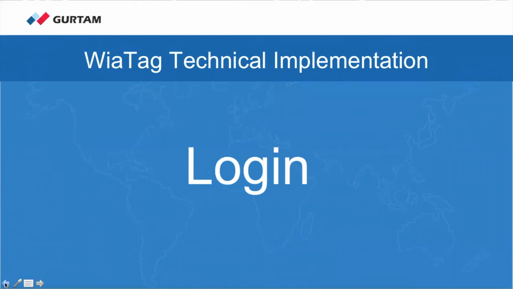Okay, so let's start with technical implementation. And as you know, everything starts with login. Why would you ever need to log into the WiaTag app? Because you want to use your smartphone as a tracking device. You want to convert your smartphone into the tracking device. You would not need to buy any hardware. Just the location of your phone will be reported to the Wialon server. And of course, you will need to install the WiaTag app. Just search for it on Google Play or Apple Store, and you'll install the app.